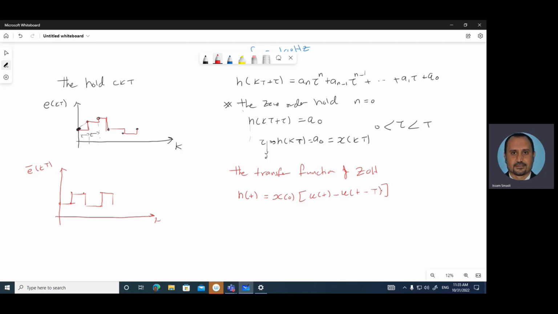Then what I have, x of one multiplied by u of t minus T minus u of t minus 2T. Correct? I'm multiplying by a pulse between each two samples. So the second one will be plus x of T, because k now is equal to one, I'm using kT. So this will be multiplied by u of t minus T minus u of t minus 2T. And this can continue, x of, for example, 2T, multiplied by what here? Who can help me? u of t minus 2T minus u of t minus 3T. Correct?